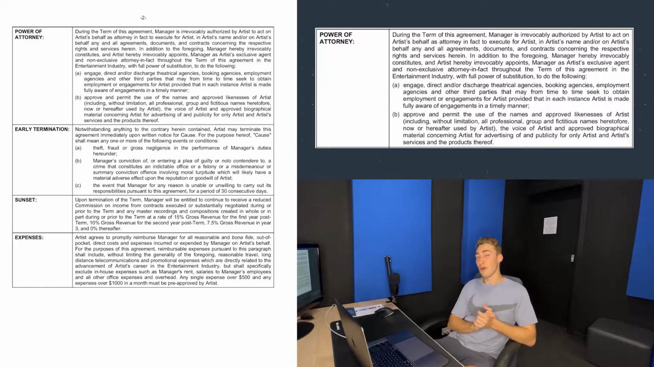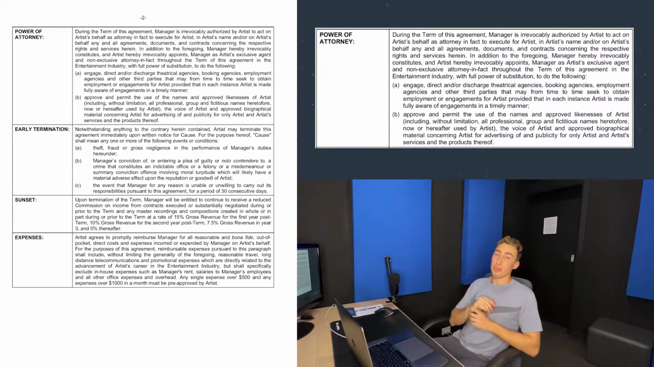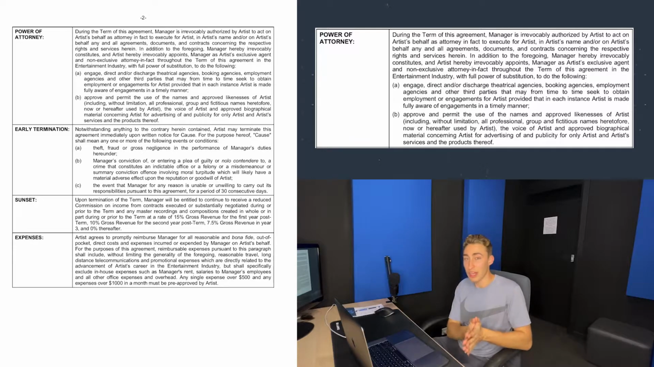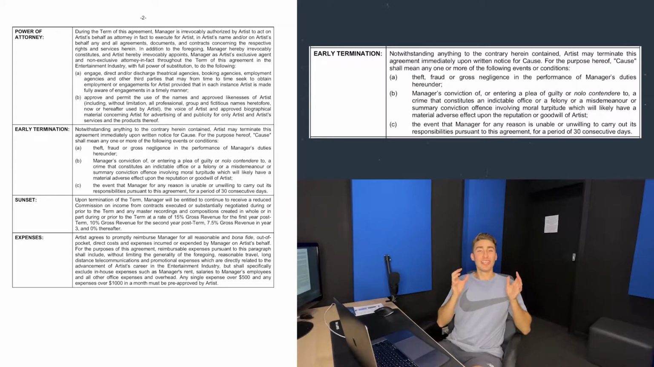This could be anything from using their name on a legal document, such as a visa application. It could be endless, and it can be limited depending on the power of attorney that is assigned from the artist to the manager.